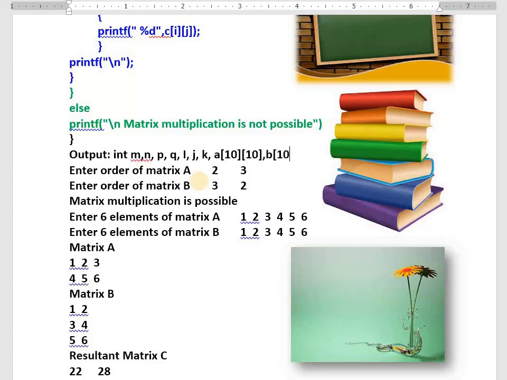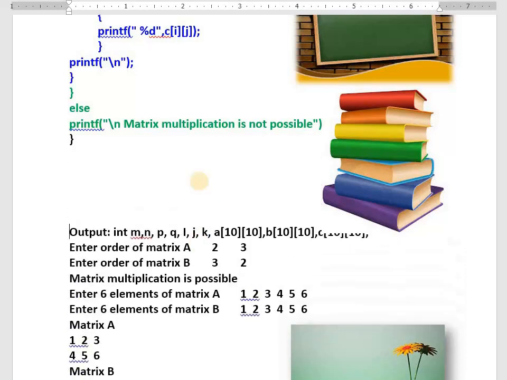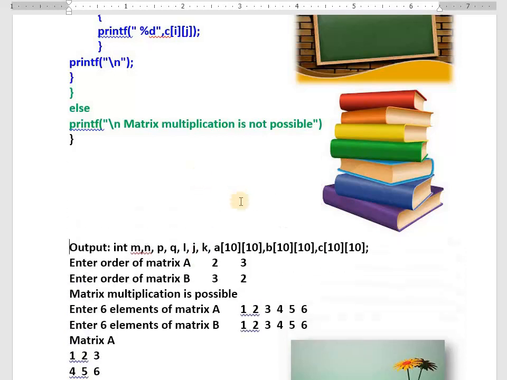Next we need B matrix, means array. Next we need C matrix, that is array. Means in order to write this program we need these many variables: m, n, p, q, i, j, k, a of 10 by 10, b of 10 by 10, c of 10 by 10. Now I explain you the program.